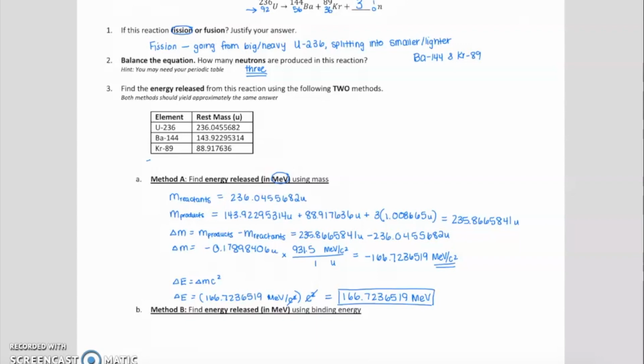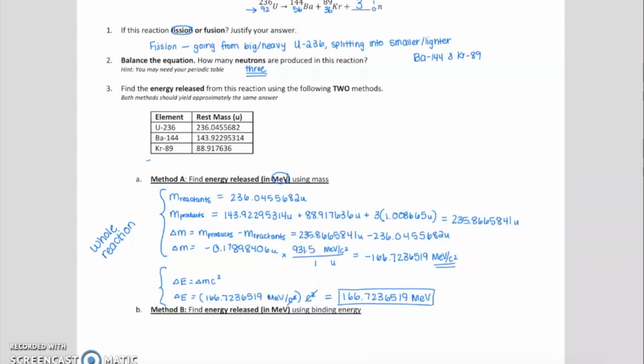So that's method A. We're really looking at the change in mass of the products versus the reactants, seeing that mass looks like it's being lost. That lost mass is really going into energy being released. I really want to emphasize here, we are looking at the whole reaction, comparing the reactants and the products.